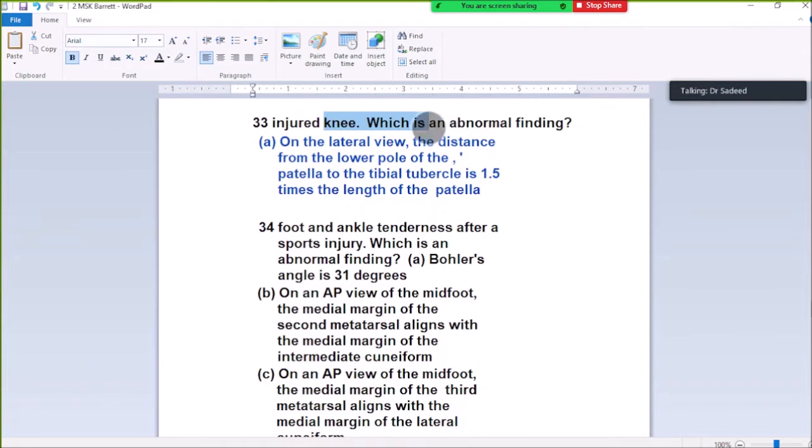33. Injured knee. What is the abnormal finding? On lateral view, the distance from the lower pole of the patella to the tibial tubercle is 1.5 times the length of the patella. That is the abnormal finding in the injured knee. It's abnormal.